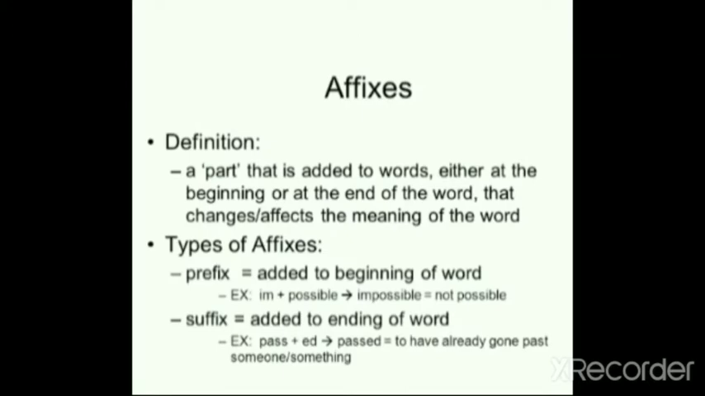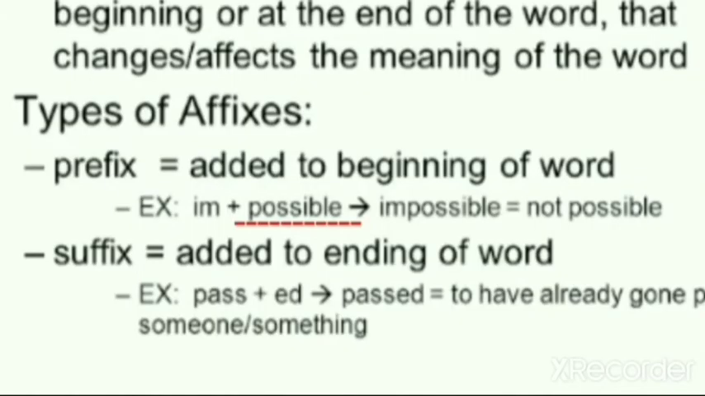Affixes. An affix is a part that is added to words either at the beginning or at the end of the word that changes the meaning of the word. Affixes can be classified into prefix and suffix. Prefixes are added to the beginning of words. For example, impossible. Possible is a root word. When we add the prefix in to it, we get the new word impossible. It means not possible.